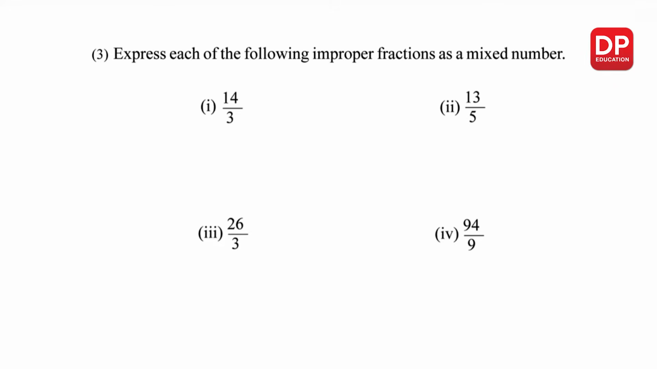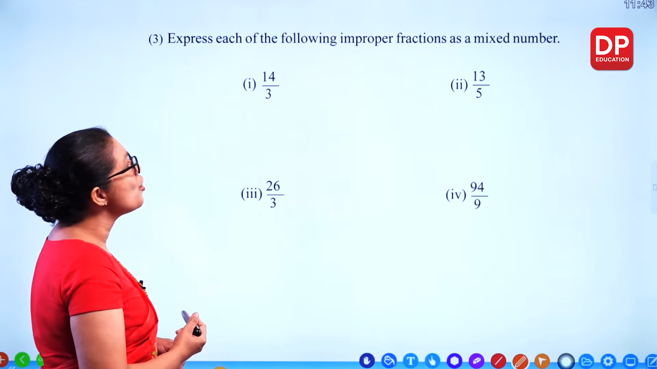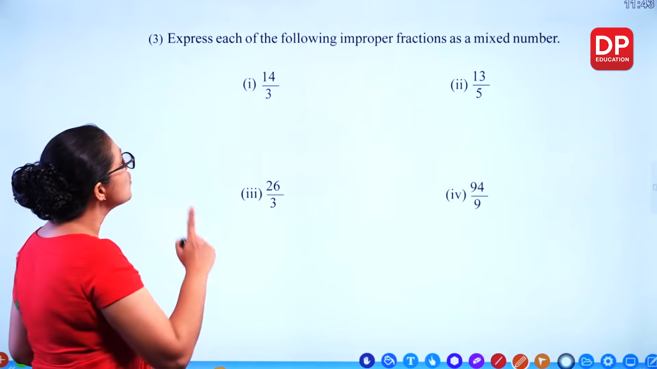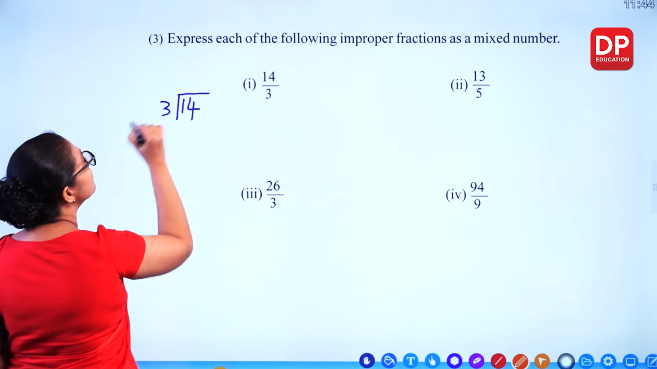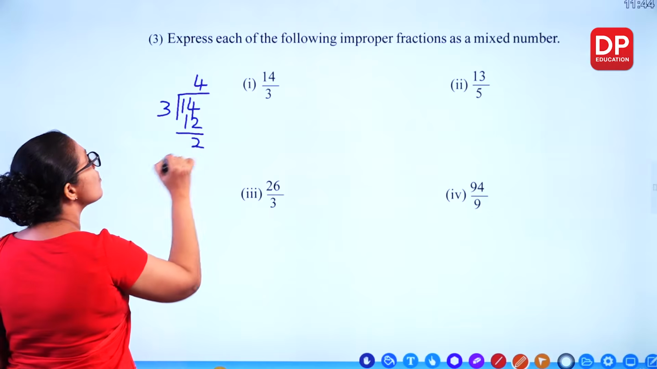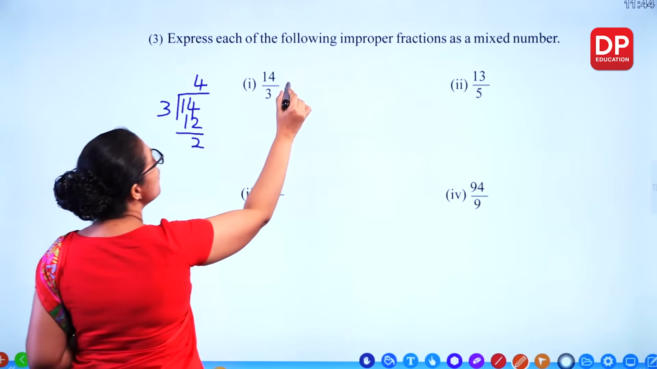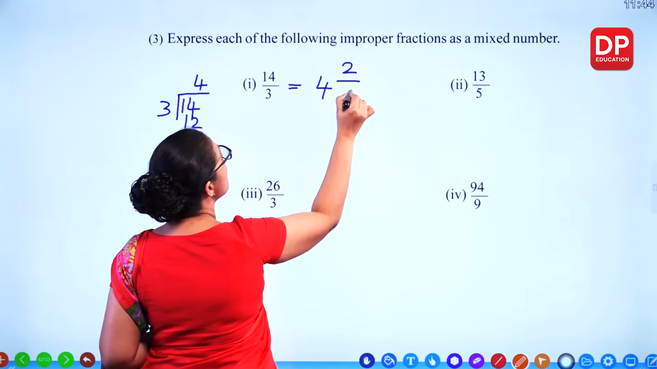Look at the third question. Express each of the following improper fractions as a mixed number. So what's the method? What's the easiest method to convert to mixed number? You can use long division. So 14 divided by 3. 3 times 4, 12. So 2 remaining. So how can we write this as a mixed number? 4 full parts are there and 2 remaining out of 3.